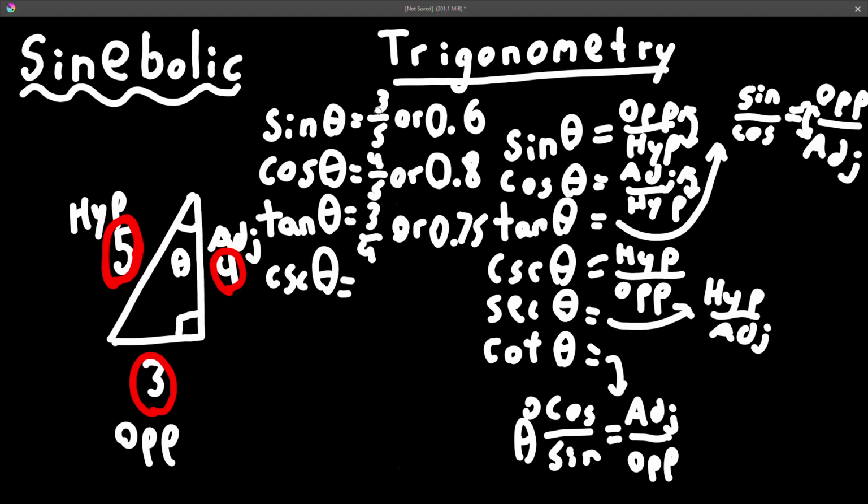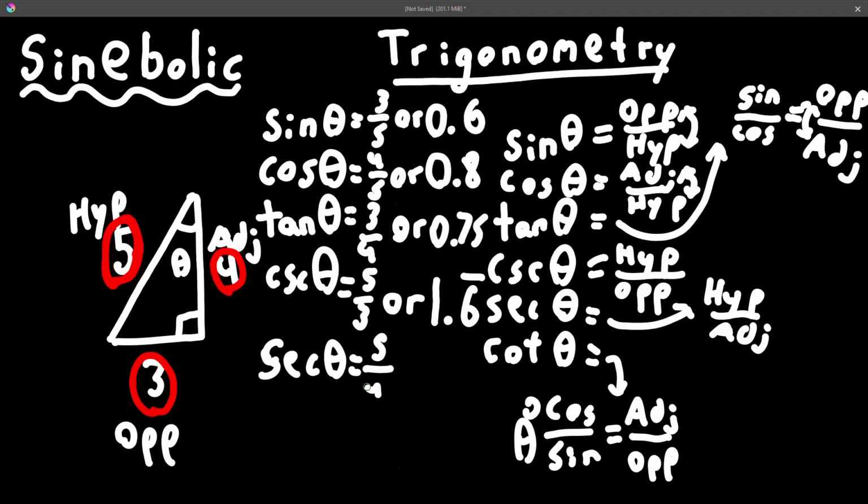Cosecant, which is the flipped version of sine. So it's 5 over 3. Or, if you want to use decimals again, 1.6 repeated. Right. Let's get to secant, which is the flipped version of cosine, 5 over 4, or 1.25.